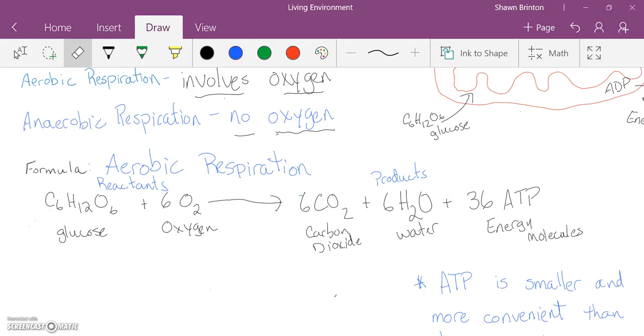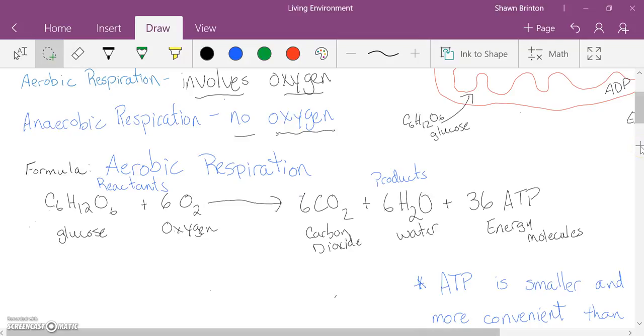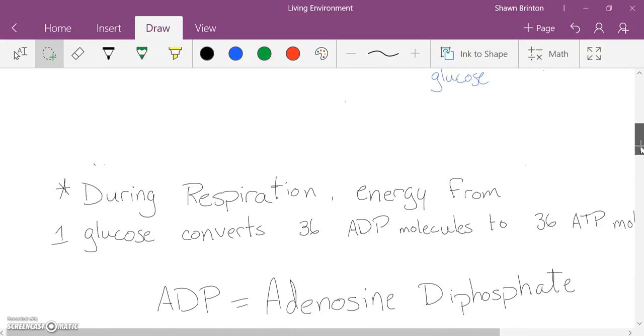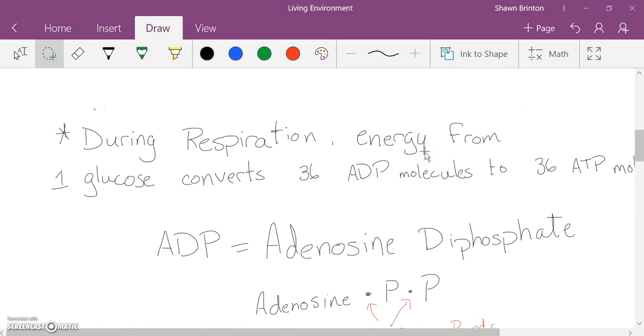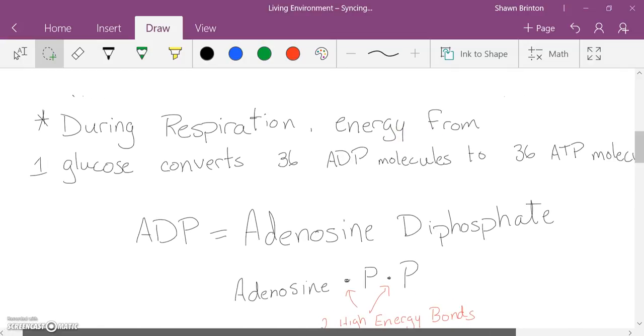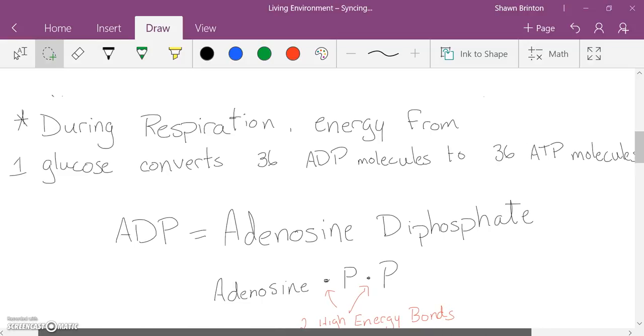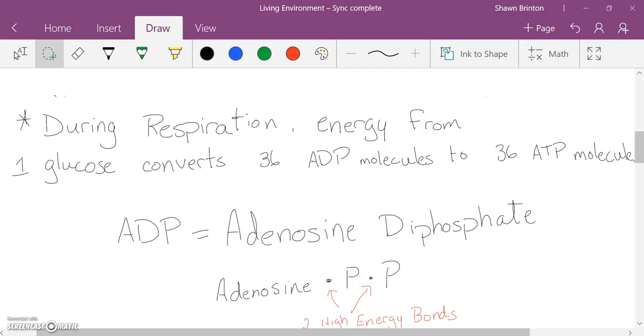Now why is it the ATP? That's our currency for energy for our cells. So this right here is basically what our cells use for all of their life functions. Let's scroll down a little bit here. During respiration, we know energy from one glucose molecule is converted into 36 ATP molecules. So 36 ADP molecules are converted to 36 ATP molecules, and that's where the energy is now stored.